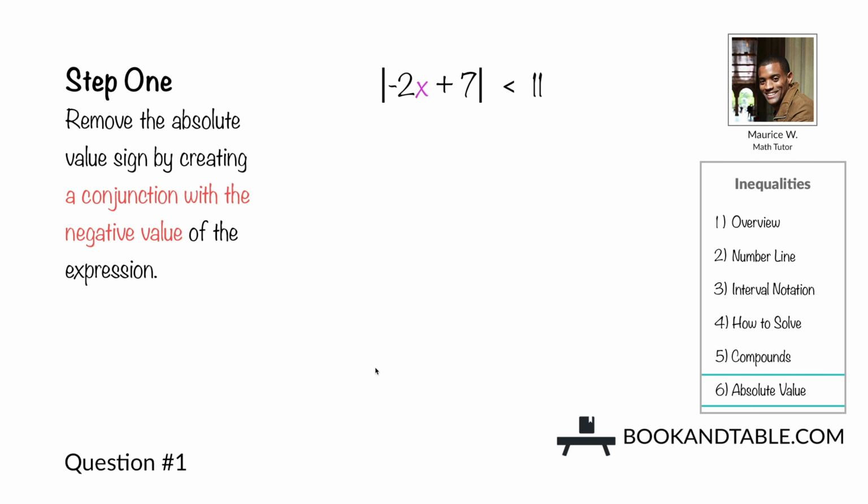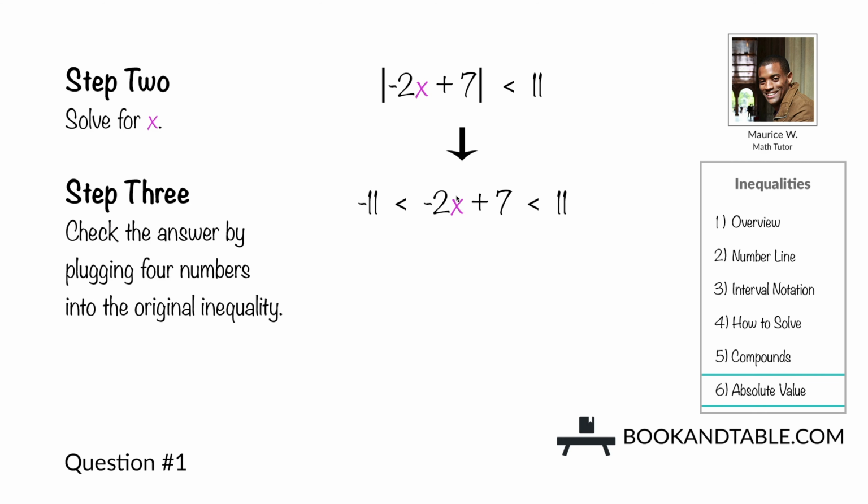Question number 1. Step 1. Remove the absolute value sign by creating a conjunction with the negative value of the expression. The value of the expression is 11. So on the left end of our conjunction, we want to have negative 11. And once we create our conjunction, we now want to solve for x.